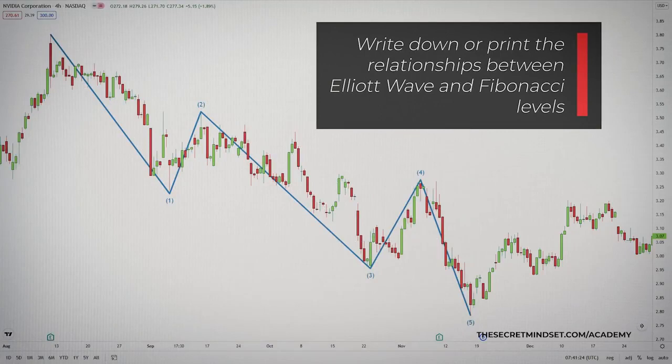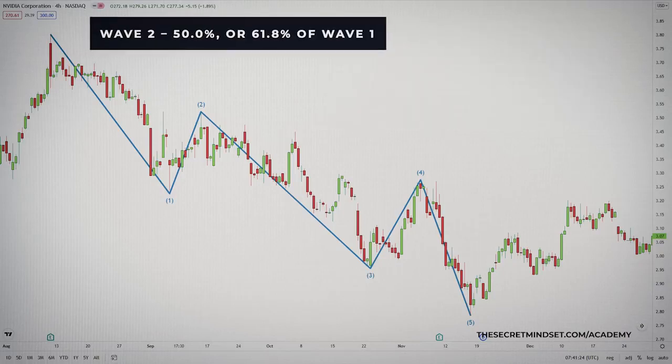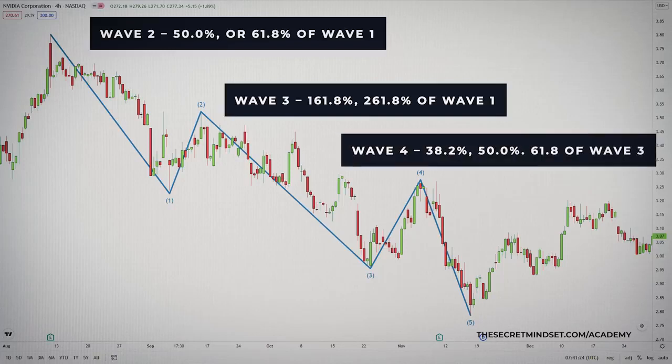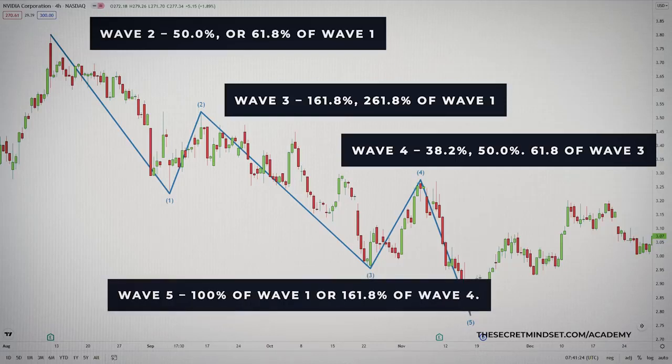It's important to write down or print these levels so that you know how price action is most likely to play out. Wave 2 is 50% or 61% of Wave 1. Wave 3 is 161.8 or 261.8 of Wave 1. Wave 4 is 38.2, 50% or 61% of Wave 3. And Wave 5 is 100% of Wave 1 or 161.8 of Wave 4.